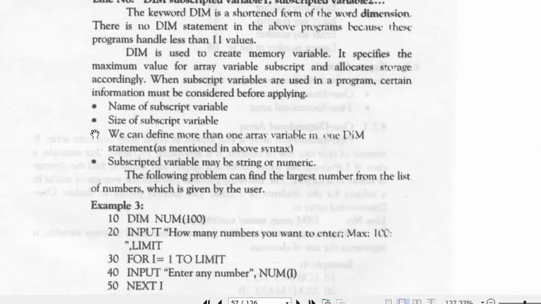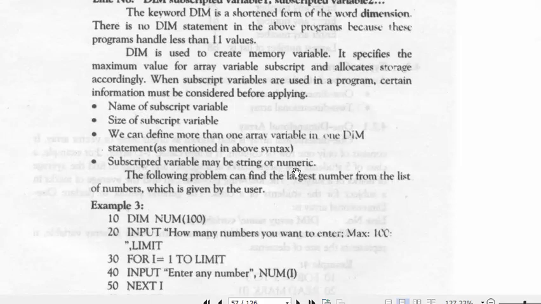When a subscript variable is used in a program, certain information must be considered before applying: the name of the subscript variable and the size of the subscript variable. We can define more than one array variable in one DIM statement, as mentioned in the above syntax. A subscripted variable may be string or numeric.